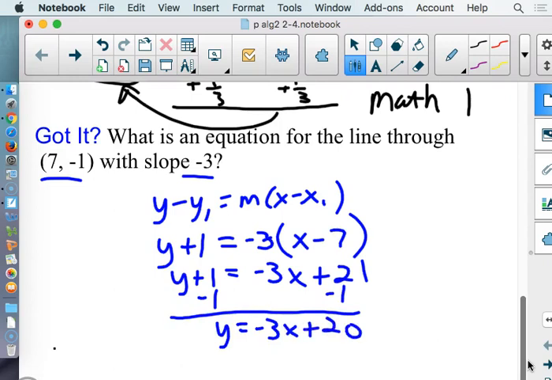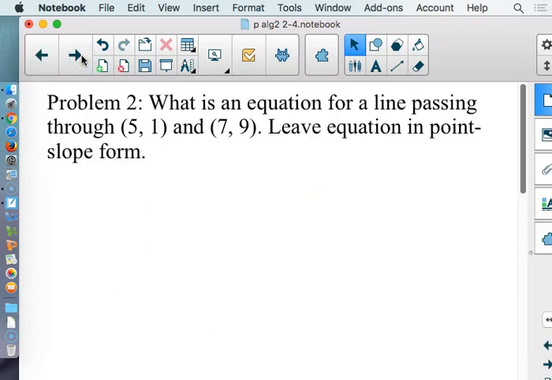Y equals negative 3x plus 1. So that formula is fabulous. Thank goodness for that formula. We'd be doing a lot of work to get these equations otherwise. So that's one big part of our objective for today.